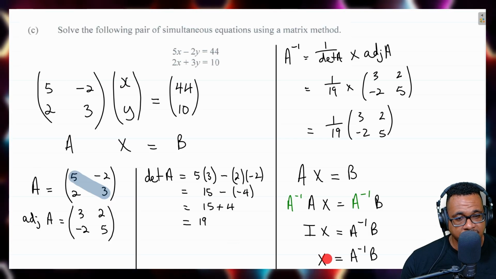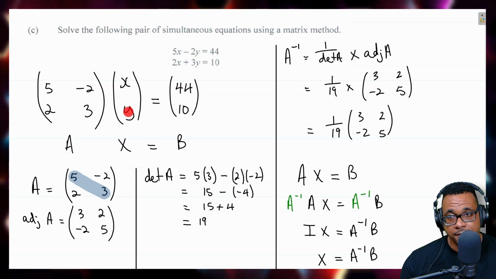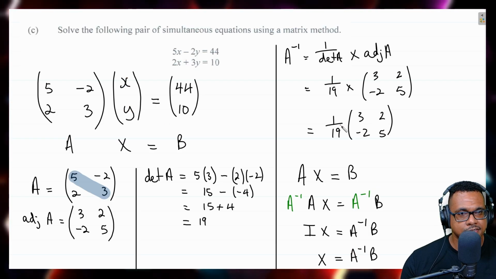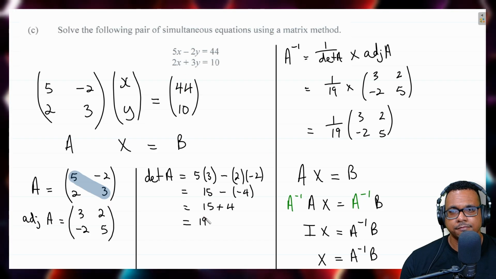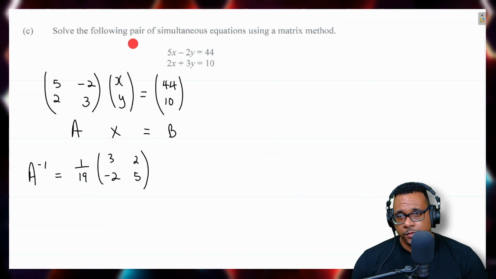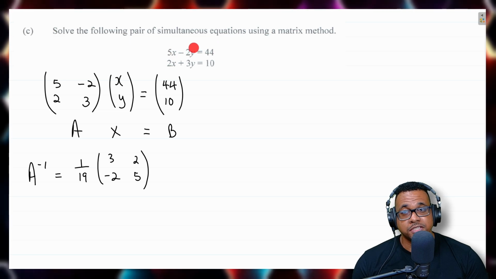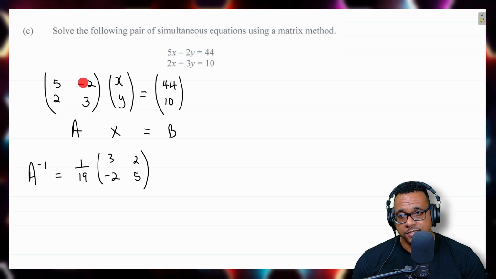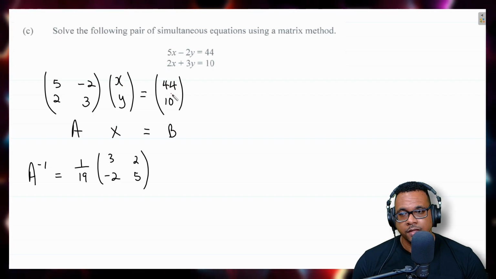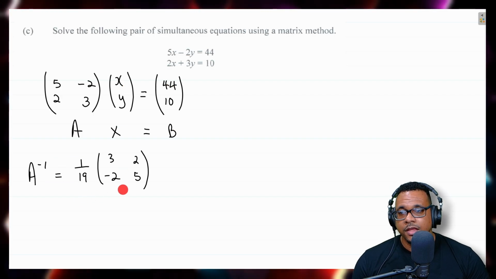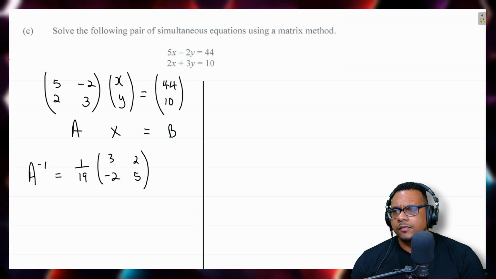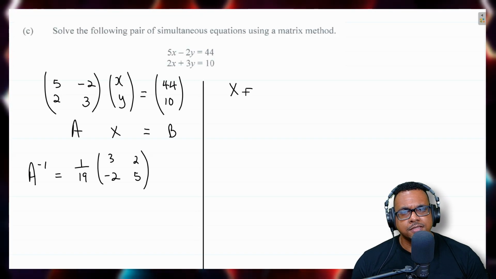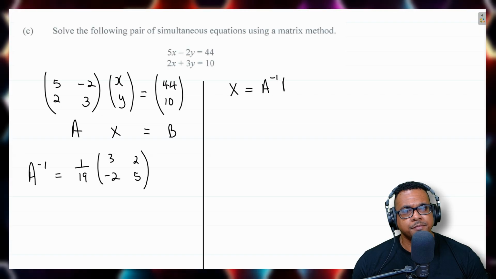So remember, the matrix X is just the column matrix (x, y). A inverse is this matrix right here, and B is this matrix right here. All right, so let's put back the question so we can see the original two equations, these pair of simultaneous equations. I have it in matrix form here, so you can see what is A, what is X, and what is B. This is A inverse. And remember what we had was a line here. We had X is equal to A inverse times B.